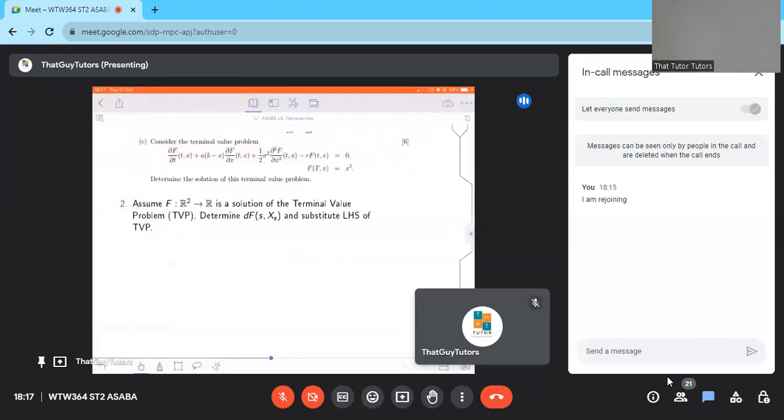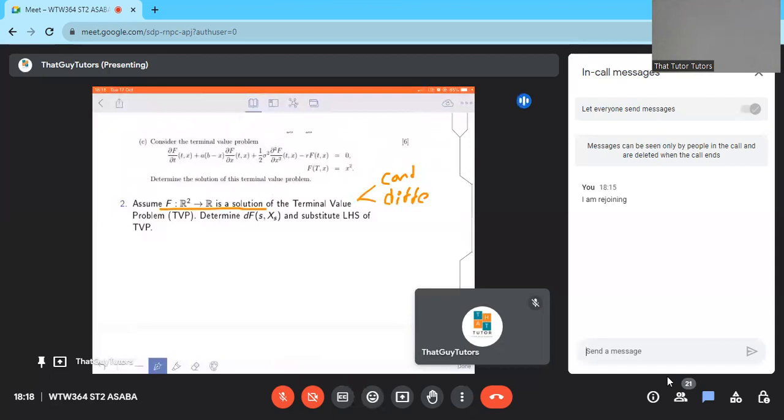Now you are going to assume that F is a solution, right? So in the test, you need to write this part. It is going to be the solution of the terminal value problem. And this solution needs to be continuous. It also needs to be differentiable, right? You need to write this part so that you can get marks. In the test, you would not have the 4 steps written down for you, but you would be expected to remember them by heart.